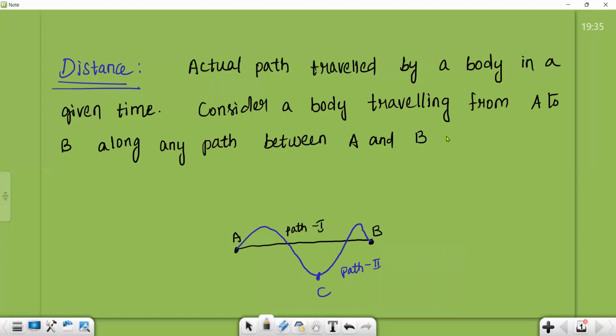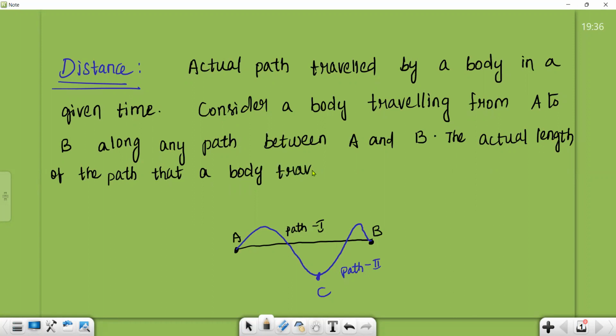So for any path between A and B, the actual length of the path that a body travels between A and B is known as distance.